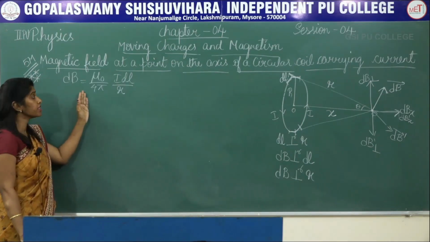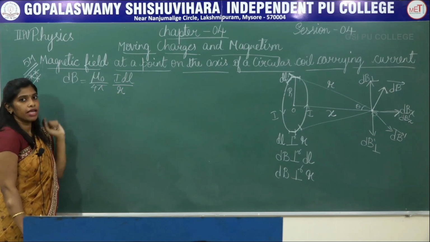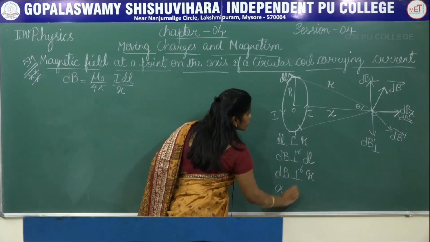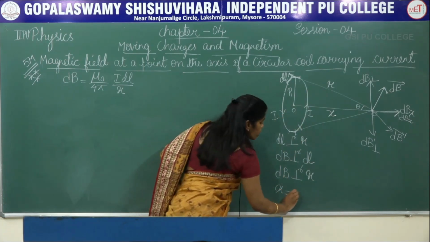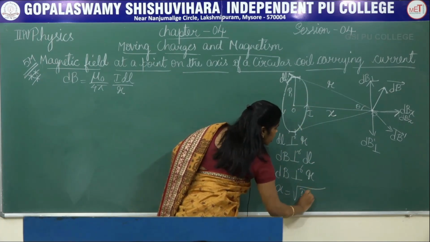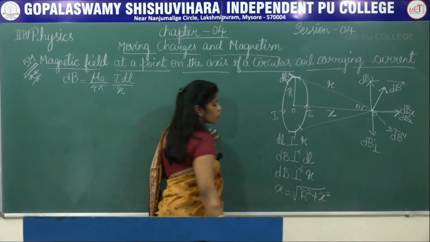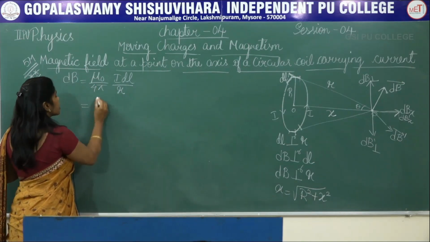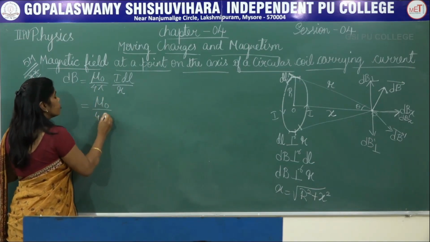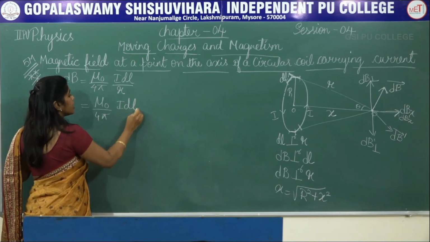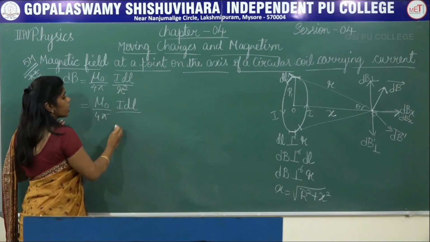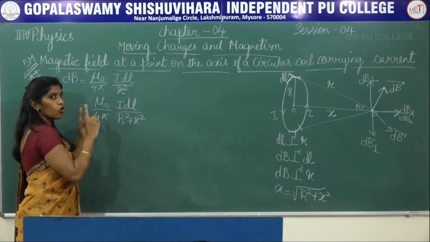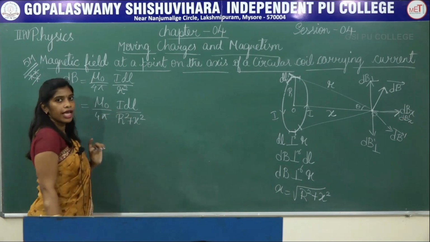I have the formula dB is equal to mu naught by 4 pi I dl by r squared, and from this formula I know that the small r is equal to under root R squared plus x squared, applying the Pythagoras theorem. Substituting that, I'll get mu naught by 4 pi I dl by, this is r squared, so this becomes root of R squared plus x squared whole squared, which is nothing but R squared plus x squared.